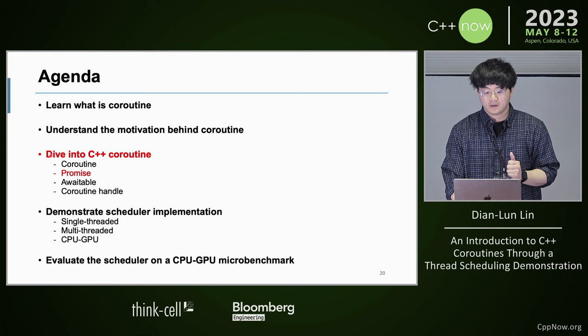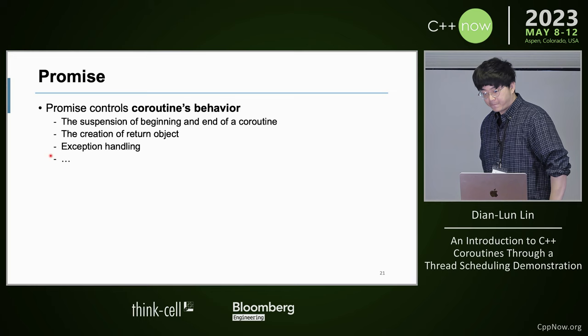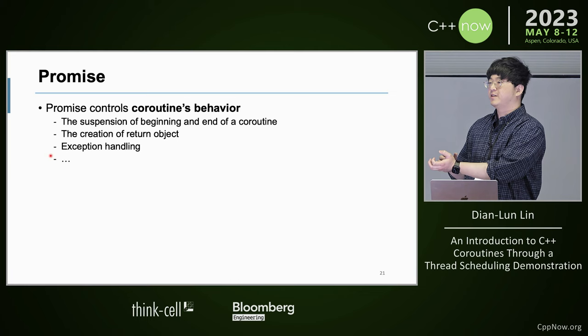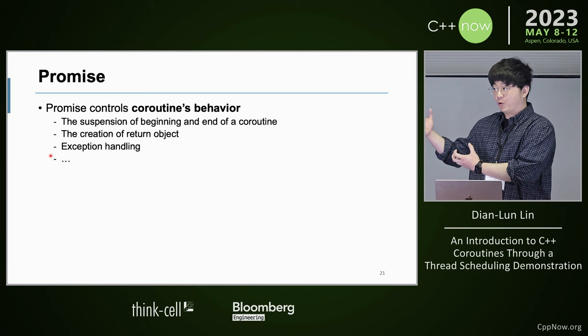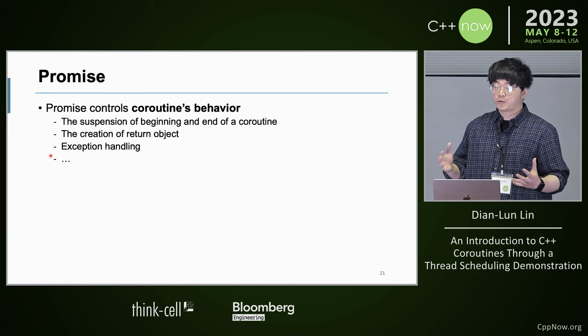So promise. Promise controls coroutine behavior. It controls the suspension at the beginning and end of the coroutine. It also controls how you create the return object, the coroutine object, and also the exception handling, like how to handle an exception during the execution of the coroutine. So promise controls the coroutine's behavior.